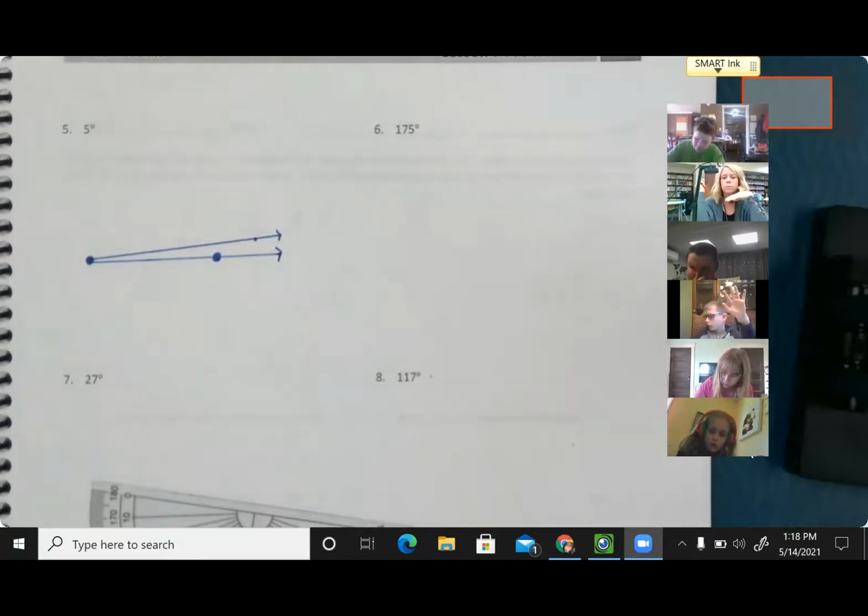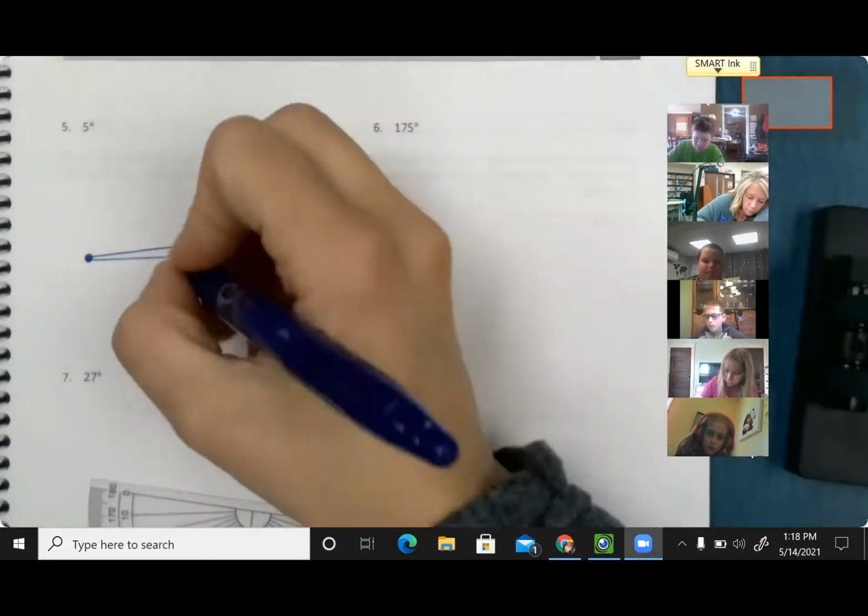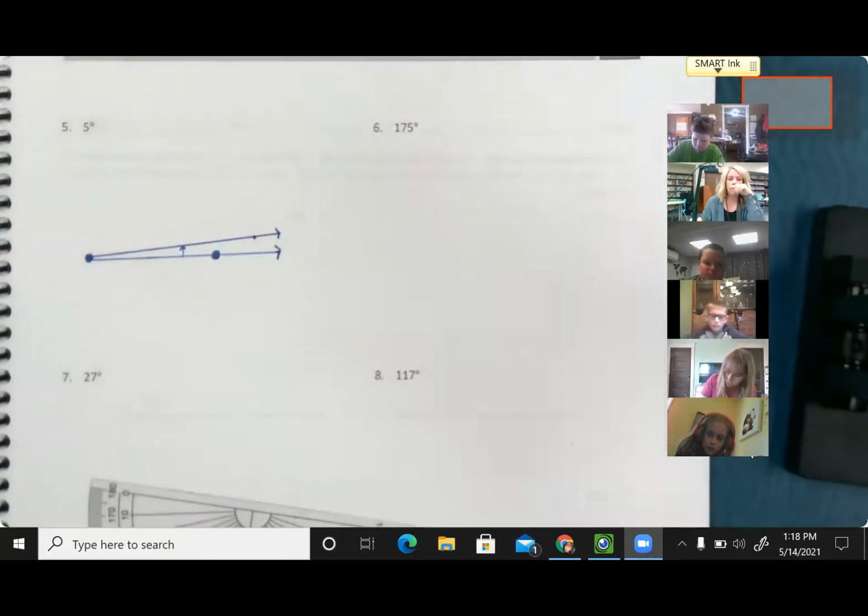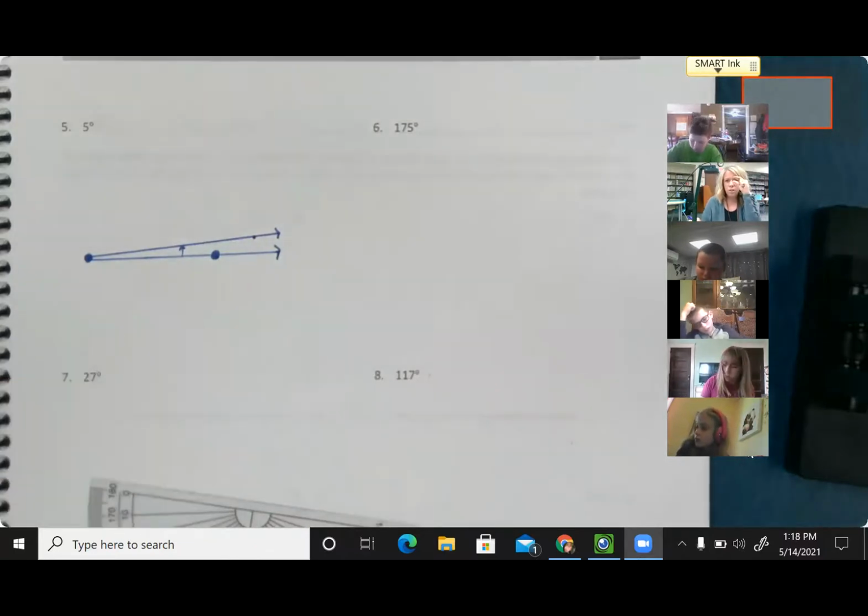Who remembers? Cooper? An arc. An arc. Yep. So that's how I know what to measure. I know that I want to measure that little turn, not the big one. So tiny. Definitely a cute angle.